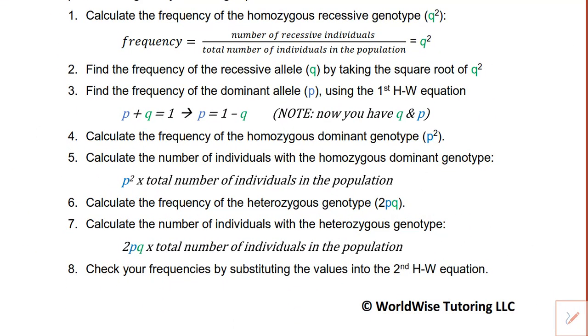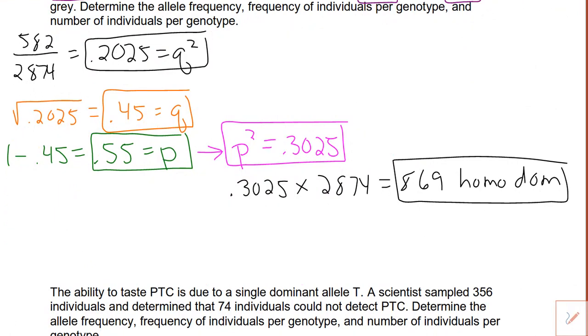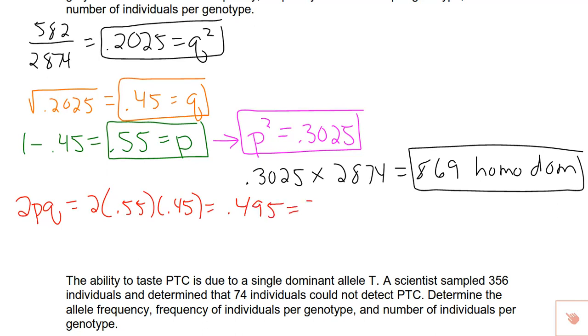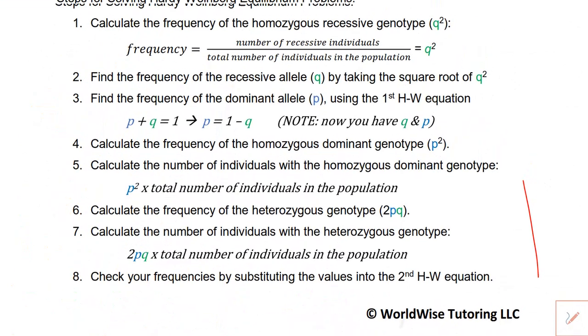Step 6. Calculate the frequency of the heterozygous genotype. That's 2PQ. Okay, we can do that. We know our P, we know our Q, so let's go ahead and figure out what that is. 2PQ is just going to be 2 times 0.55 times 0.45. So 2PQ is going to be 0.495. I'm going to rewrite that as 2PQ. I like to have my answers boxed. We have completed that step.